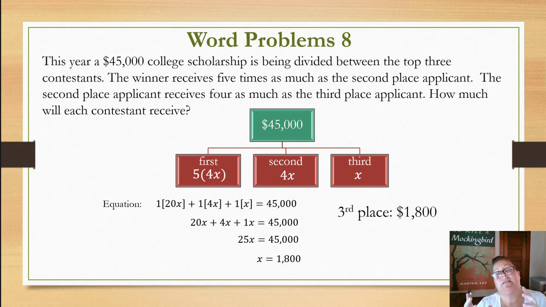That is the lowest award in this scholarship fund. The second place winner is going to get 4 times that amount, or 4 times 1,800, which is 7,200. The first place winner is going to get 5 times what the second place winner did, or 5 times the 7,200.